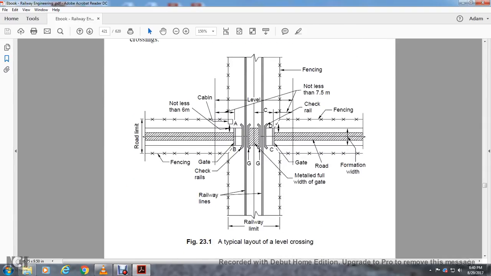Alright, this shows the typical layout of a level crossing. You have the road, fencing, check rails, railway lines, metalled road with gate, railway gate not less than 7.5 meters, cabin, the check rail, fencing, and gate road formation with fencing not less than 6 meters.